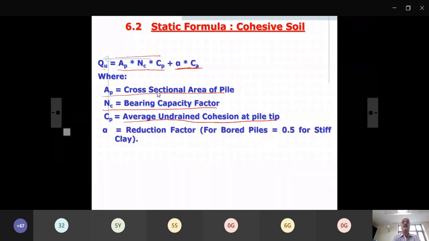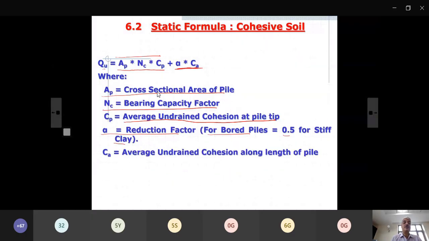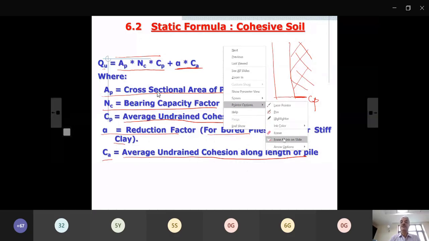And the second part is plus alpha times Ca. Alpha is a reduction factor which is taken for bored piles equal to 0.5 for stiff clays. And Ca is average undrained cohesion along length of pile. Now Cp is cohesion here, and Ca is along this length, its average value or weighted average value you can take. And if same type of soil, then maybe Ca and Cp may be same also. So this is the static formula for cohesive soil, which is given in IS code.